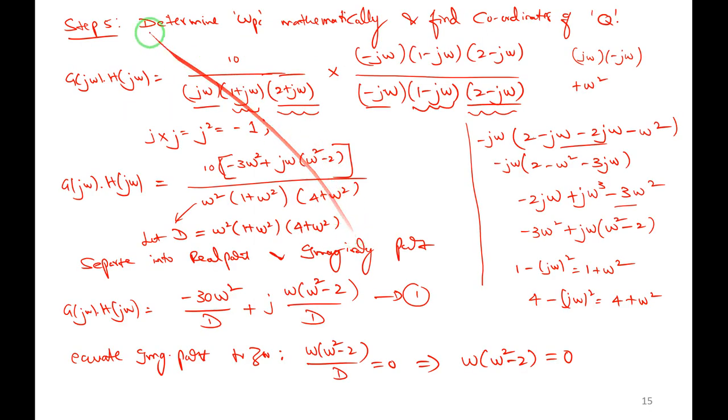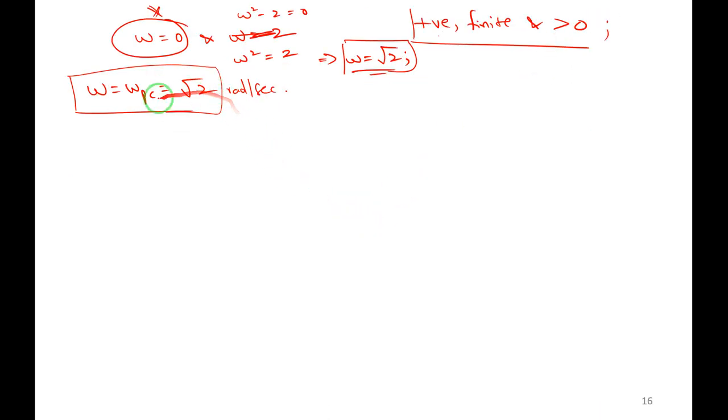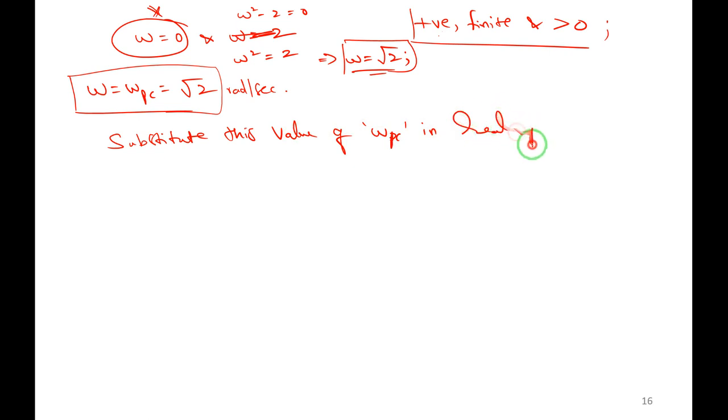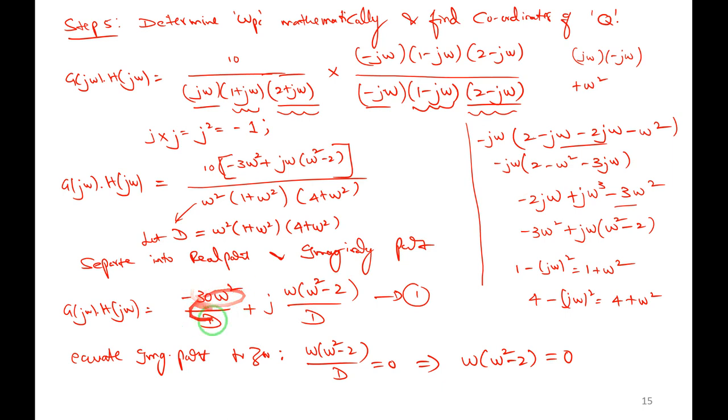But what is the next step? Determine omega PC. Yes, we have done that. And find out the coordinates of point Q. We have to find the coordinates of point Q. That means substitute this value of omega PC in the real part. So the real part is here, this one, equation 1.